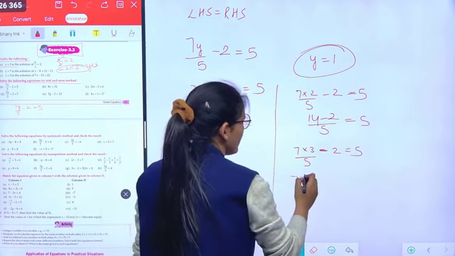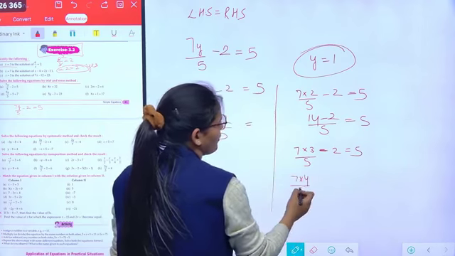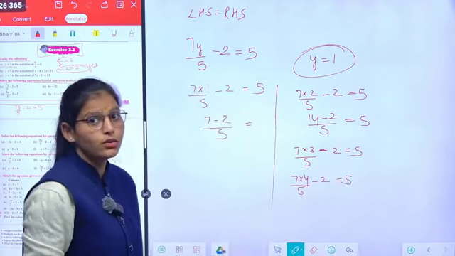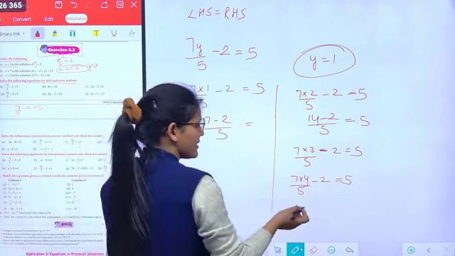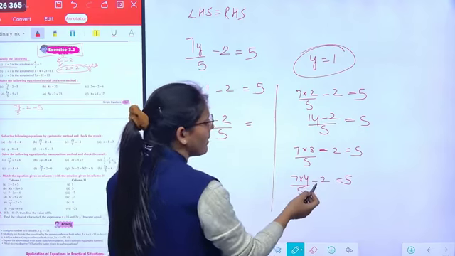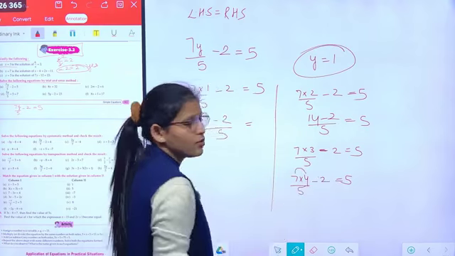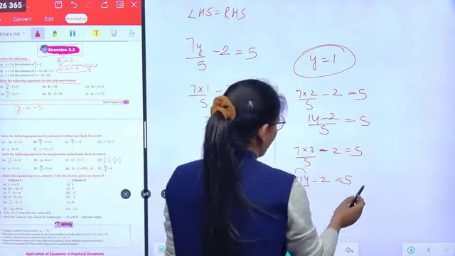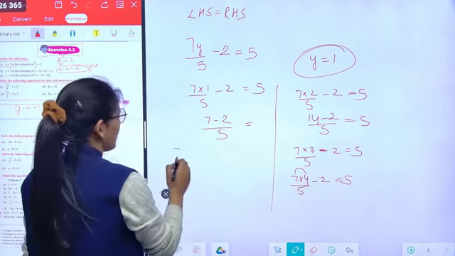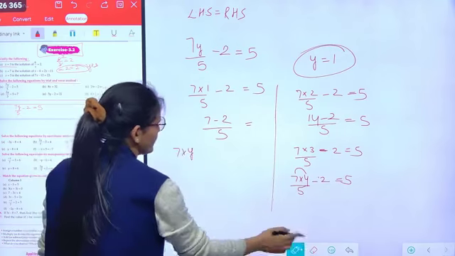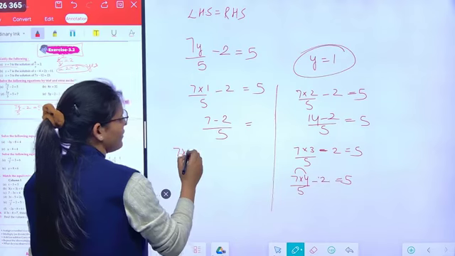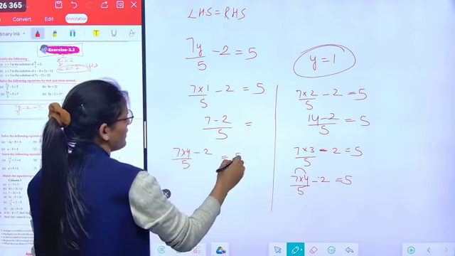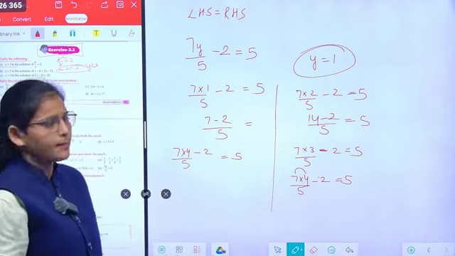Now let's put 4 in place of y: 7y upon 5 minus 2 is equal to 5. 7 4s are 28 minus 2, 26. Now class, again it will not be equal. 26 upon 5 will not be equal. Now class, we put 4 in place of y. 7 4s are 28 minus 2 upon 5 is equal to 5.